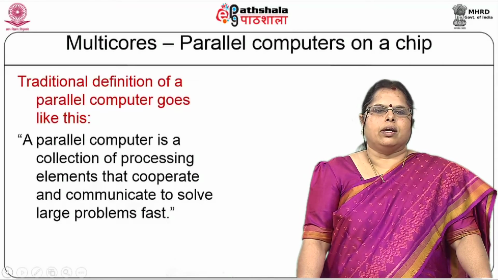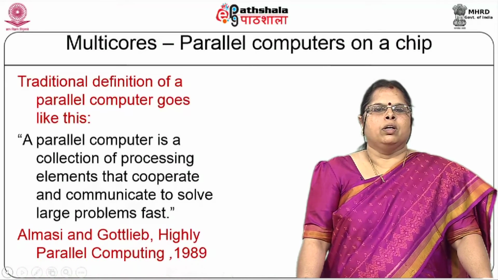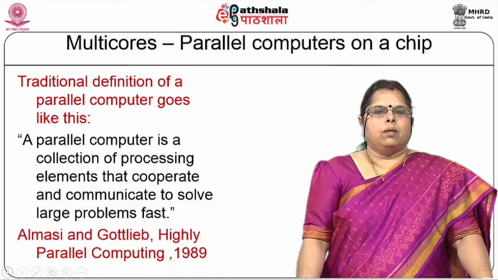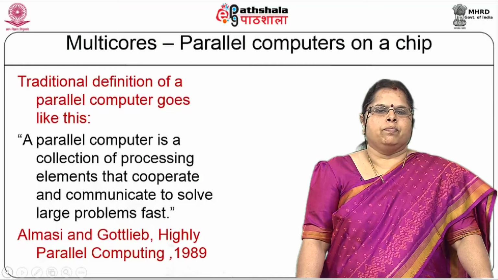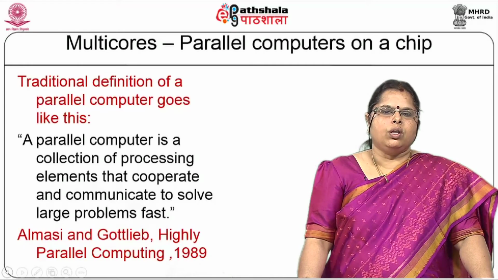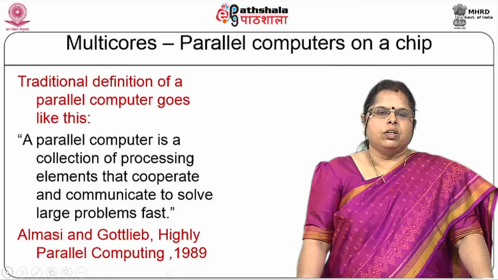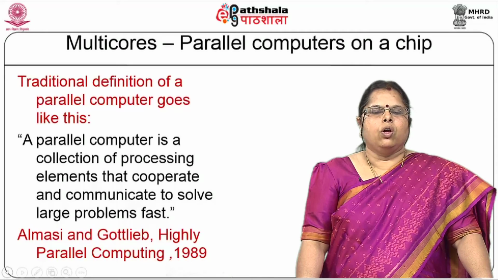So, when you look at the traditional definition of a parallel computer, it goes like this: a parallel computer is a collection of processing elements that cooperate and communicate to solve large problems fast. And it is not that we are only looking at large problems these days. Even our desktop processors, our laptops or mobiles, all of them have multi-core processors.